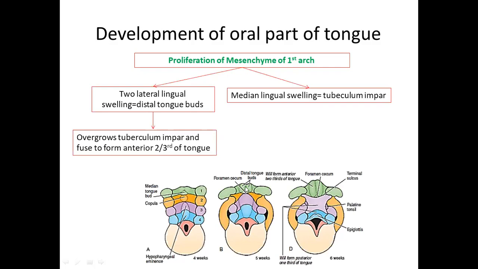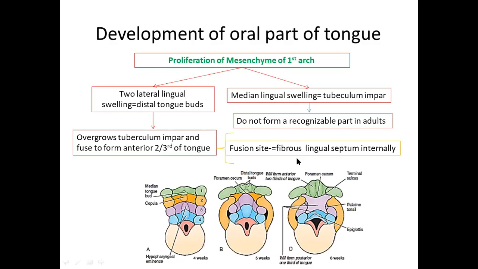When they grow, they will fuse in the midline. This fused part will form the fibrous lingual septum internally. The fusion point between the two lateral lingual swellings is represented by the median lingual septum. The median lingual swelling does not form a recognizable part in the adult. So the anterior two-thirds is mainly formed by the mesenchymal proliferation of the first arch, basically by the two lateral lingual swellings, and the median lingual swelling gets buried beneath the two lateral lingual swellings.